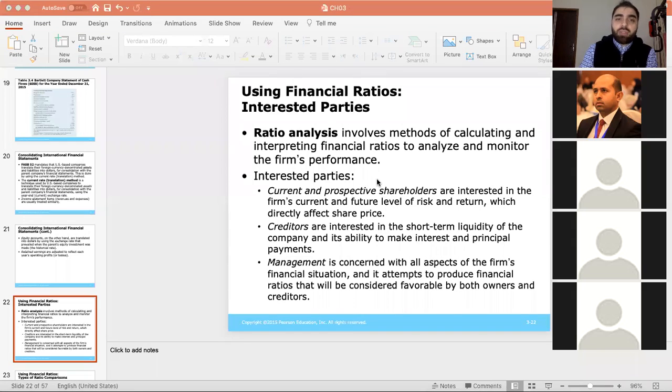We're gonna classify the financial ratios into subcategories, and we're gonna illustrate each category and each financial ratio which can be classified under each one of these subcategories. This is gonna be the first part of our lecture.